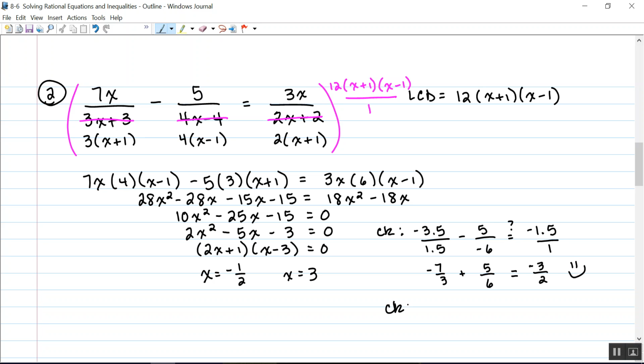Let's check. Checking with 3 is going to give me 21 over 12 minus 5 over 8. Is that equal to 9 over 8? And that comes out to a 1.125. Is indeed equal to a 1.125. So both of my solutions check.